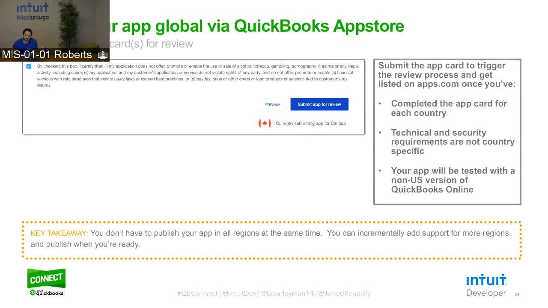If you've already published in one region and you've already passed the technical and security requirements, there's still a technical review triggered for the new region, just to make sure that your app is still functional in the added regions. But you don't have to publish them in all regions at the same time. You can build for one and incrementally add support for other regions.